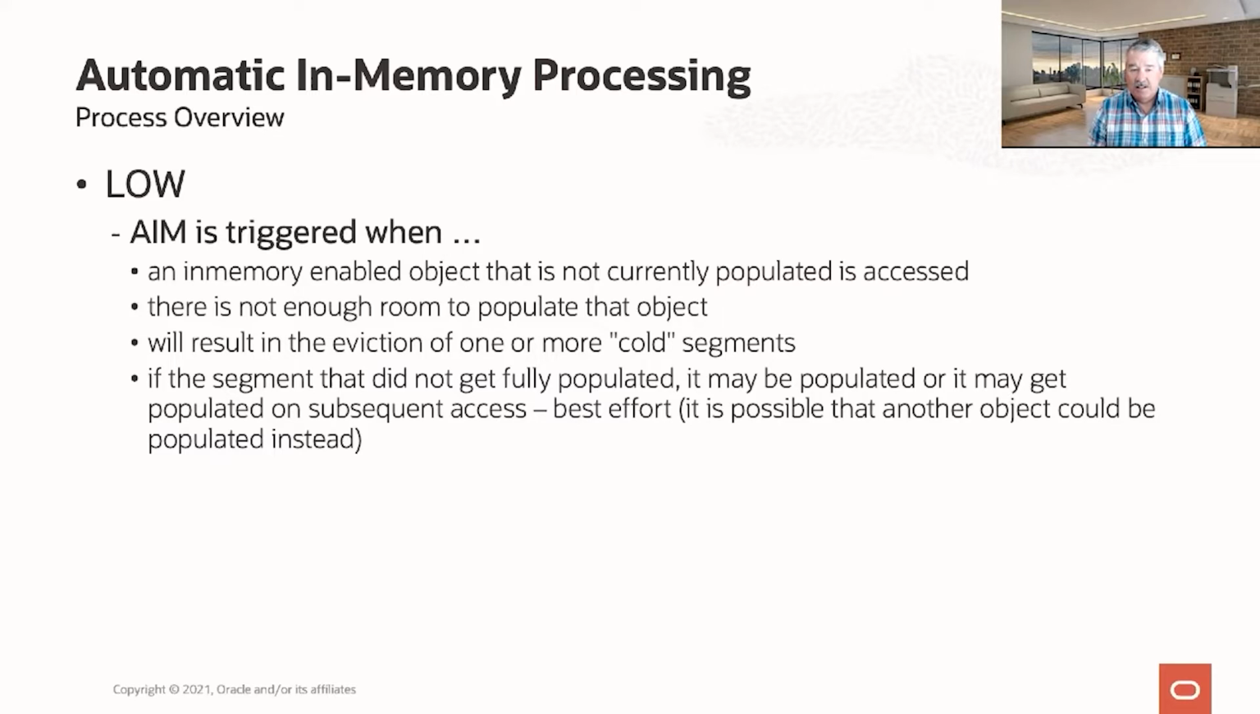So anyway, at the very low level, it's triggered by access of an object. As it gets hot enough or hotter than other segments that are in the column store, it can result in evictions of those colder segments. And so it will make room for population to occur. So that's the gist of low.